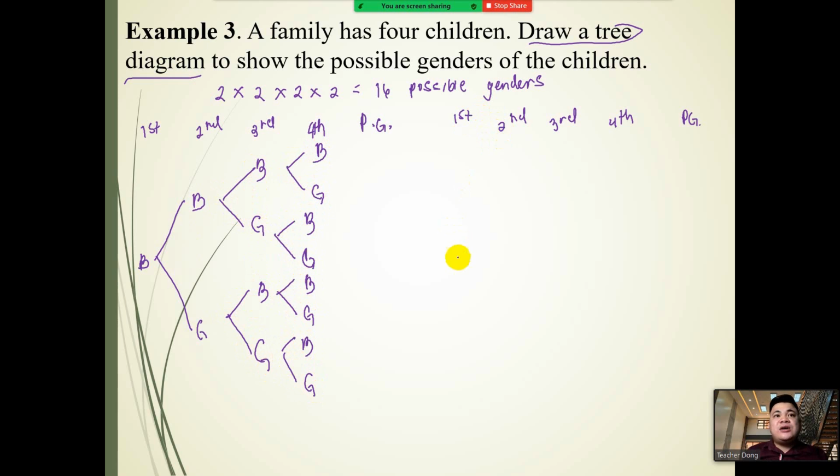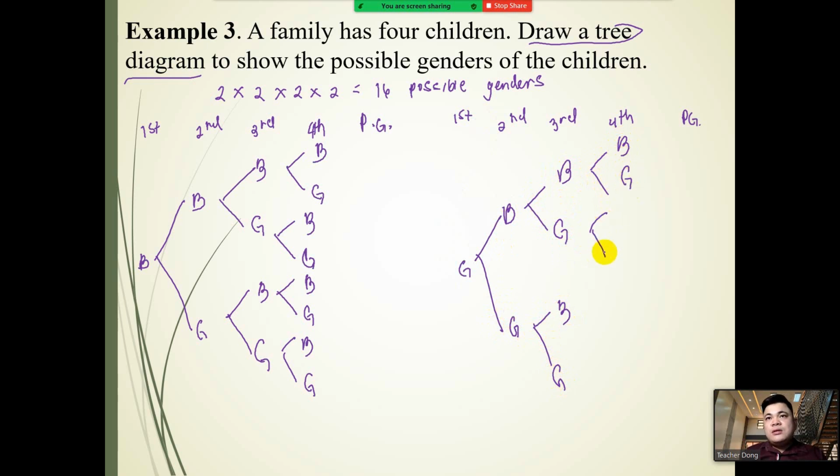And then for the girl in the first child, we are going to partner it also for the second, boy and girl. Third, boy and girl, boy and girl. And then for the fourth, we have boy and girl, boy and girl, boy and girl, and then boy and girl. Okay, now we can actually list down the possible outcomes.